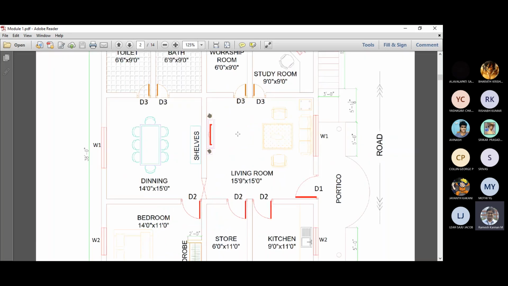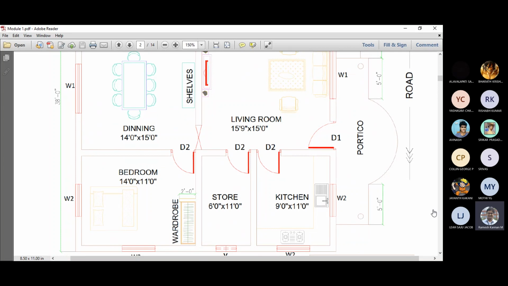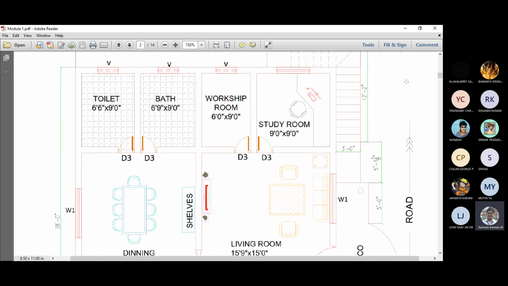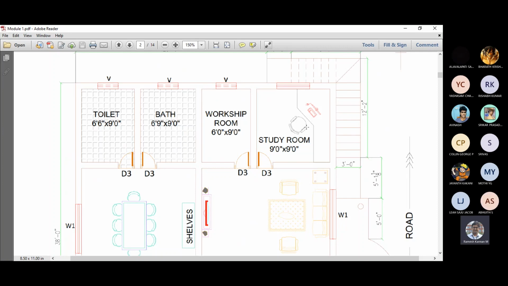I'll zoom in a bit so you'll understand much better. So this is the entrance, the portico, and this is the road, and this is the staircase. It's a single story, so just a single building. And then these are toilets, baths, and workshop room, then study room on the other side.